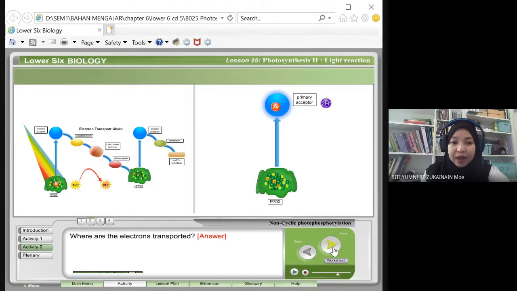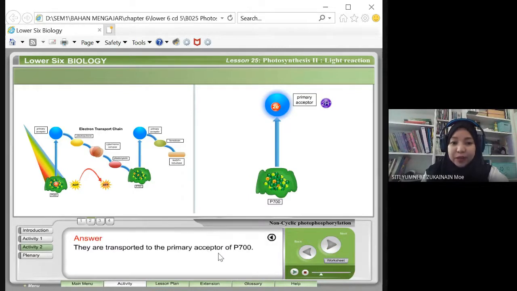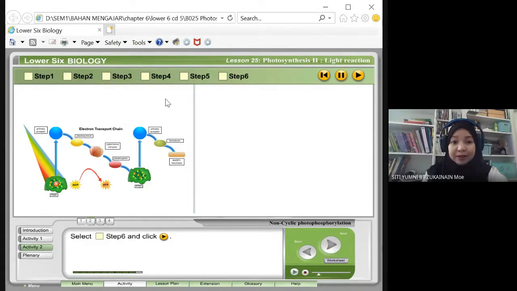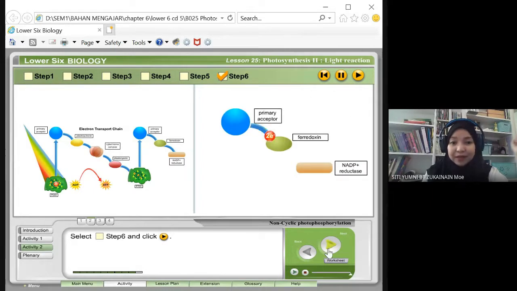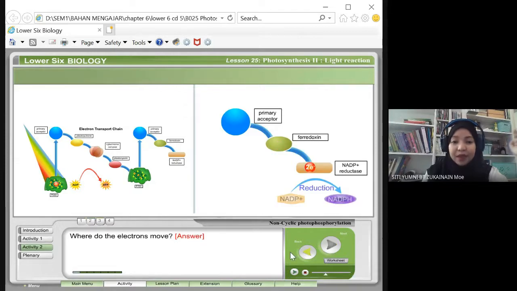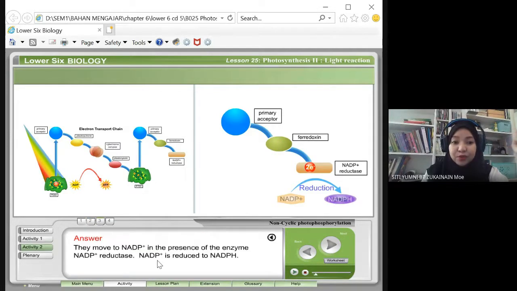Because now electrons are transported to the primary acceptor of P700. They are not returned back to photosystem 2, but instead they are transported to the primary acceptor of P700. Okay, so now step 6, from the primary acceptor in photosystem 1, you can see electrons move to NADP plus, in the presence of the enzyme NADP plus reductase.